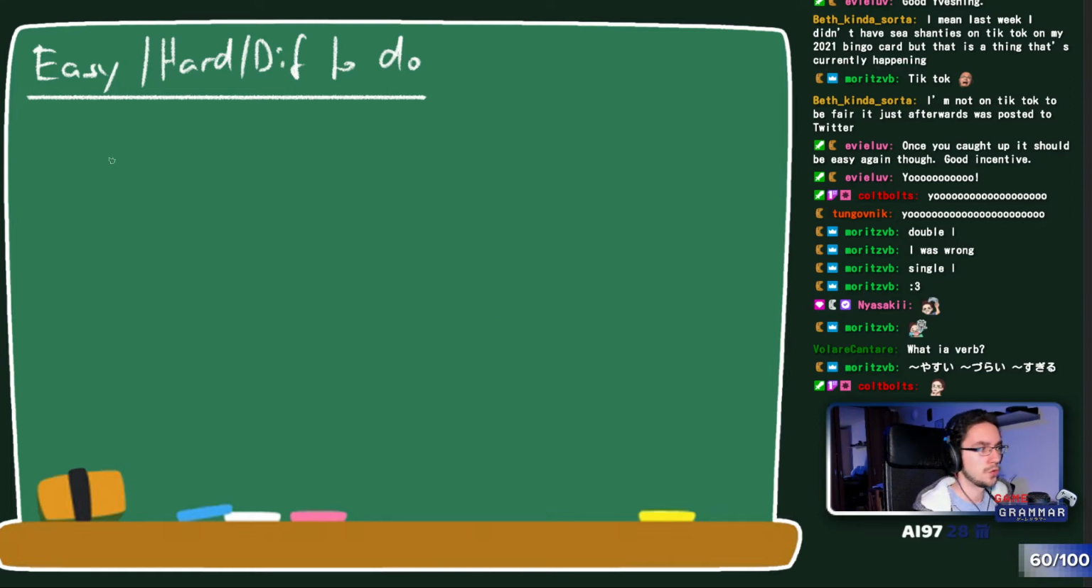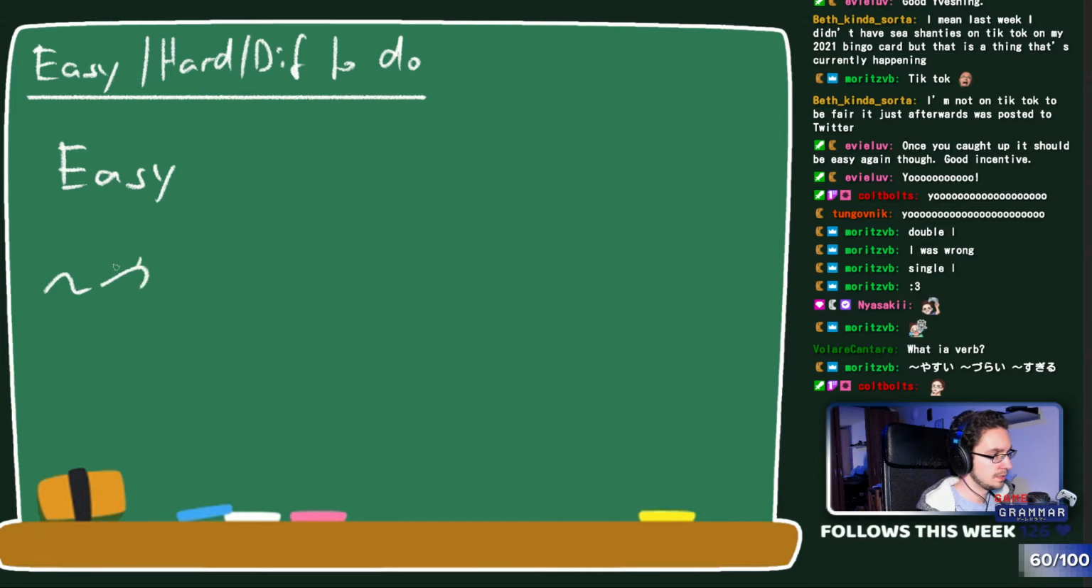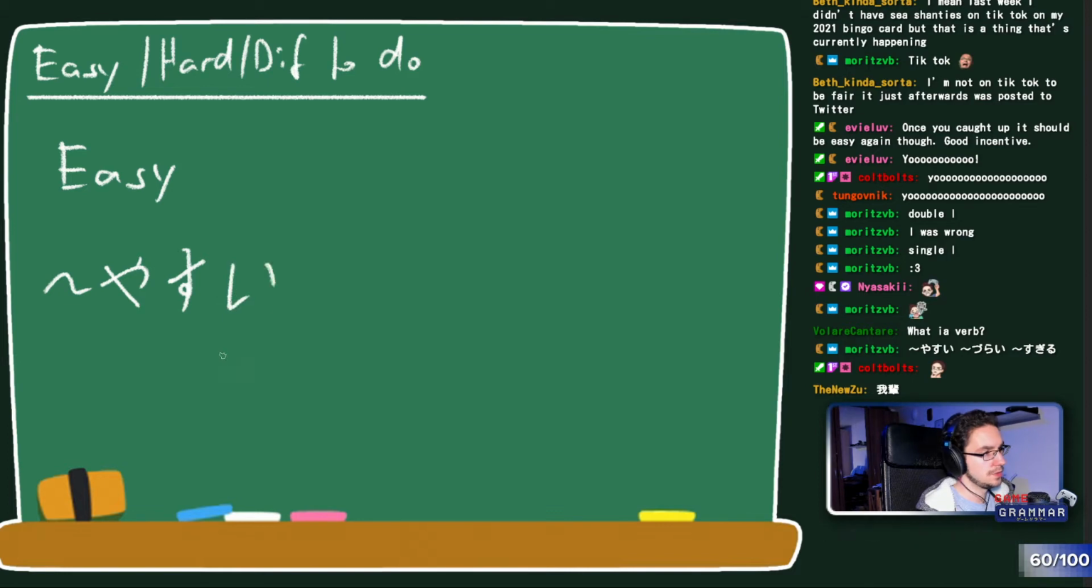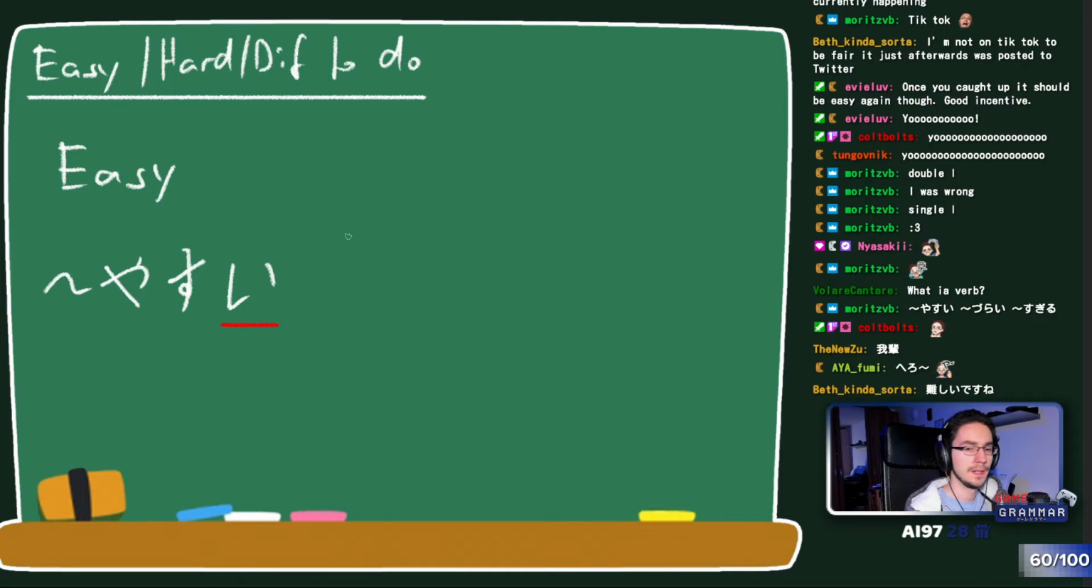So there are, broadly speaking, 3 of those that you can use to express whether something is difficult for you or whether something is easy for you, okay? And on the easy side, it mostly boils down to attaching yasui. Yasui, which you can see here, acts like an e-adjective, okay? E-adjectives end in e, and it works like an e-adjective. Yeah, so you have yasui.